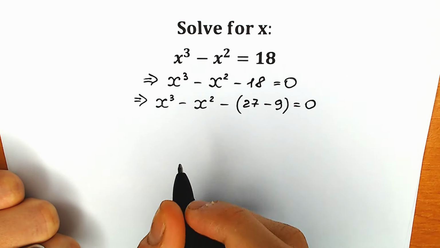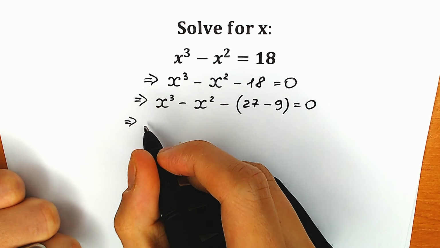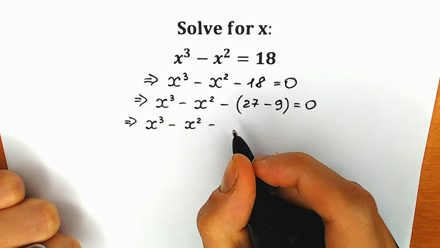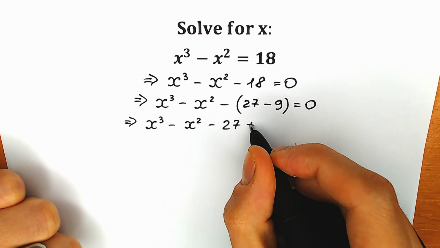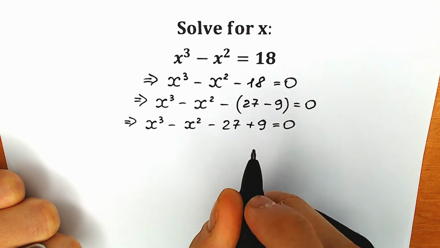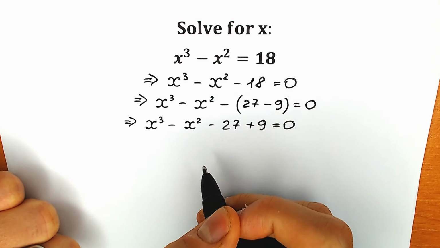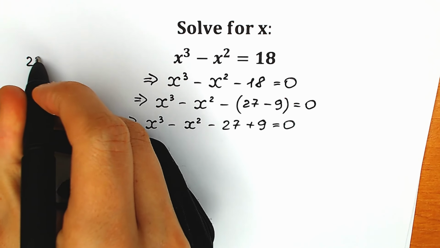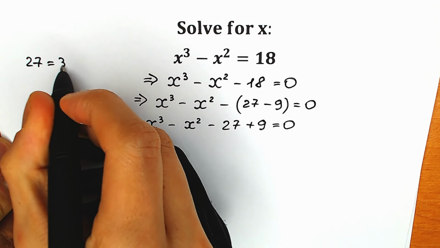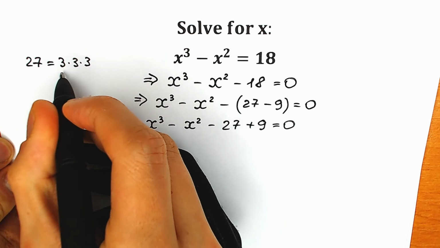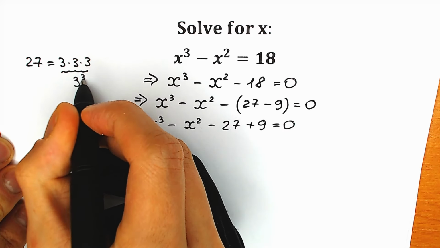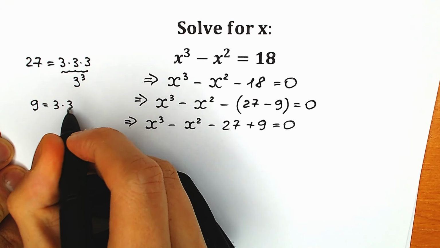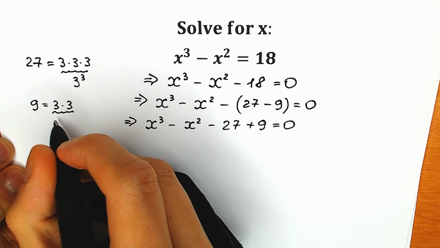And right now, let's open our parentheses. So we have x cubed minus x squared minus 27 and plus 9. And a lot of students might be asking, why do I choose this combination like 27 and 9? Just look at it on the left side. So 27 right here can be written as 3 times 3 times 3. So we can write this 27 as 3 cubed. 9 right here we can write as 3 times 3. We can write this 9 as 3 squared.